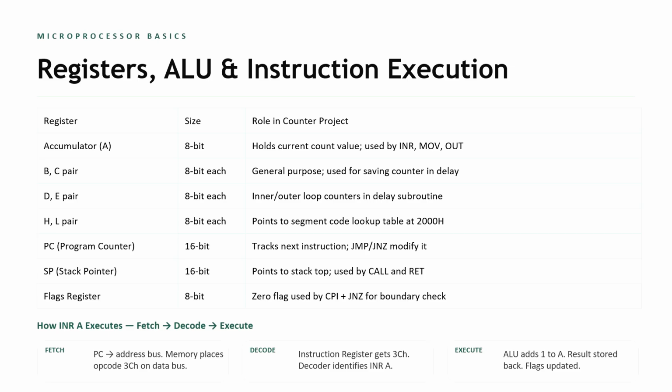D and E, these are the inner and outer loop counters inside the delay subroutine. H and L, these form the 16-bit HL register pair, which we use as a pointer to the segment code lookup table stored at the memory address 2100H.